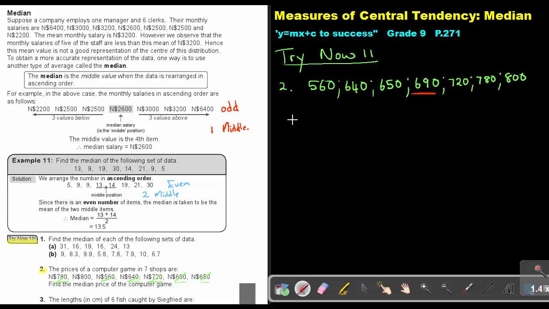So find the median. So you can just say, therefore, the median price is 690. Okay, let's go on.